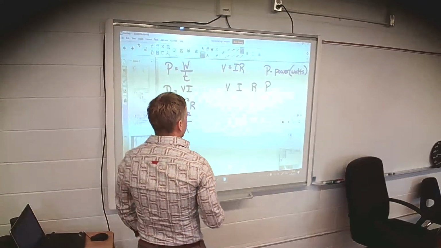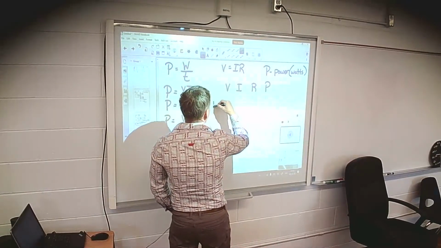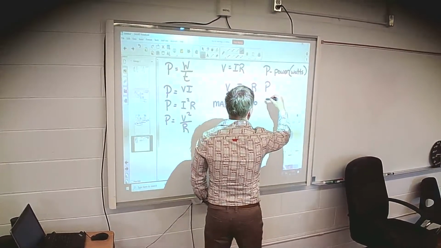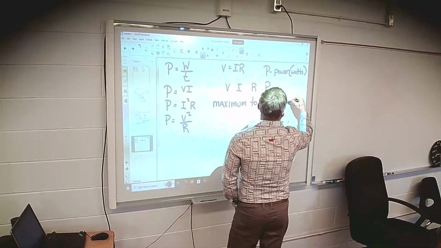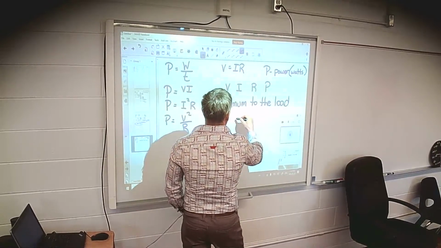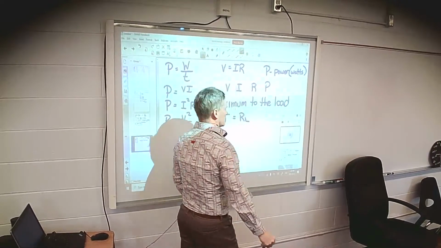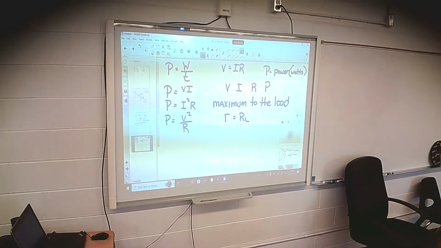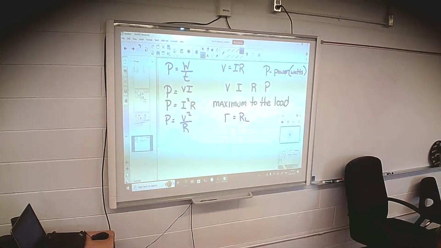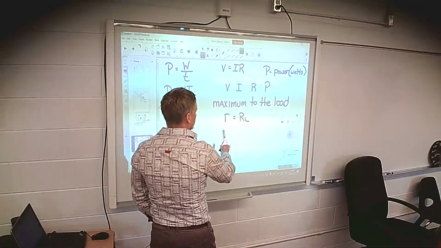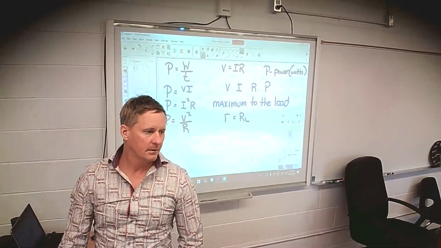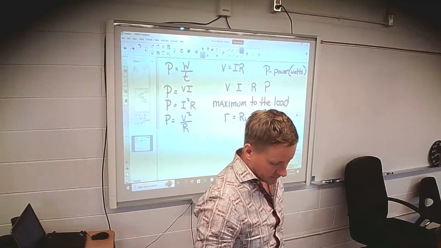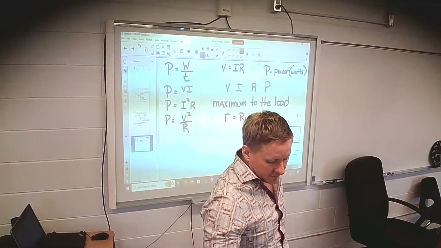Second, this is the most important part. In order to get maximum power to the load, make a note of this. Maximum power to the load: the internal resistance has to equal the load resistance. In order to get maximum power to the load, you have to switch out your load resistance so that it is equal to the internal resistance. Transferring maximum power to the load is important.